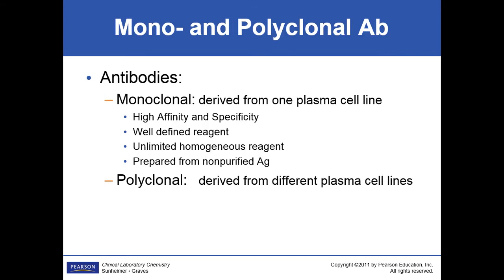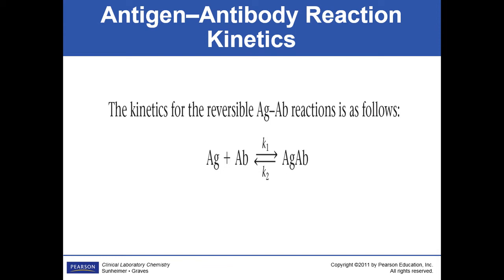Okay. Monoclonal means it comes from one plasma cell line as opposed to polyclonal. Okay. If it only comes from one place, it's going to be much higher specific for an antigen. And here's showing our reaction. It is reversible. But for the most part, this is what we're going to measure. And kinetics specifically we'll be talking about later in a different chapter.